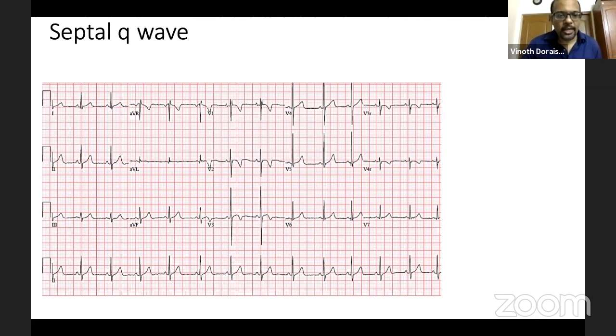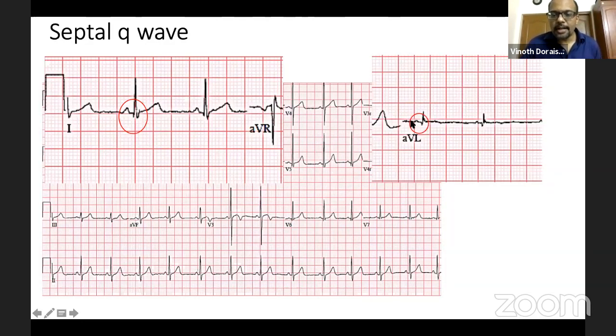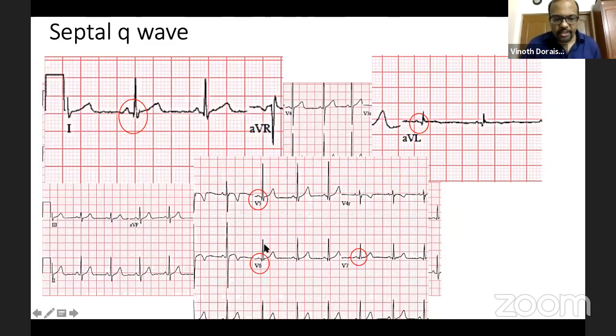When looking at this ECG, we'll just blow up the ECG. This is lead one. Lead one has this septal Q wave. Lead one is also a lateral lead. Lead aVL is also a lateral lead. So you have a septal Q wave in aVL, because of the initial septal depolarization. The other lateral leads are V5, V6, and V7. All of them have small septal Q waves.